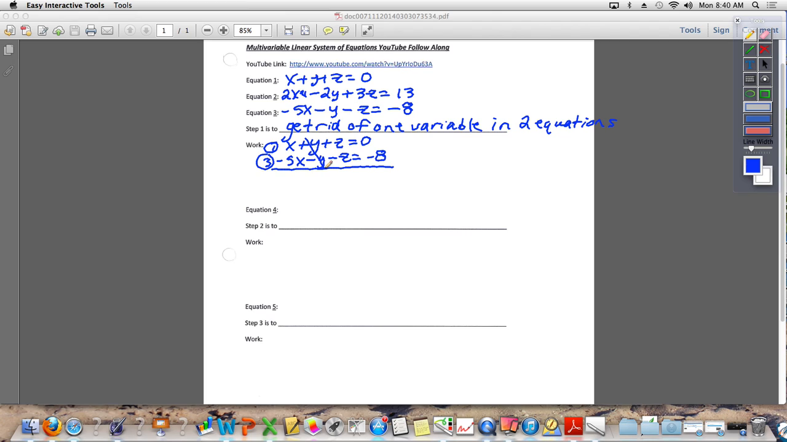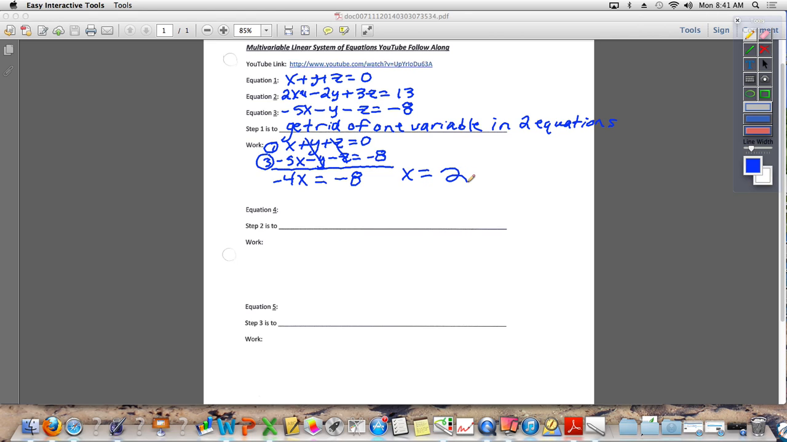So we have x minus 5x is negative 4x. Oh man, we have z and a negative z. I didn't want that to happen. I didn't even notice it. Z and negative z are going to cancel out. That's okay though. Those are going to cancel out also, and that's going to leave us with 0 plus negative 8, which is negative 8. I like that. So we have a negative 4x is equal to negative 8. So what's x? 2. X is equal to 2. So we already have one of our variables.